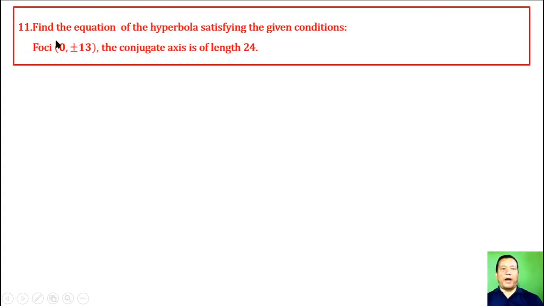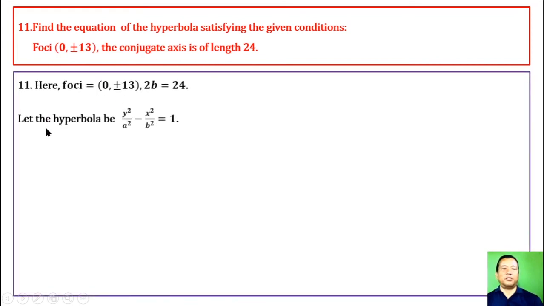Question number 11. Find the equation of the hyperbola satisfying the given conditions. Foci 0 plus minus 13, the conjugate axis is of length 24. We get this. Let the hyperbola be y square by a square minus x square by b square equal to 1, as the foci lie on the y-axis. Similar to such type of hyperbola will be.